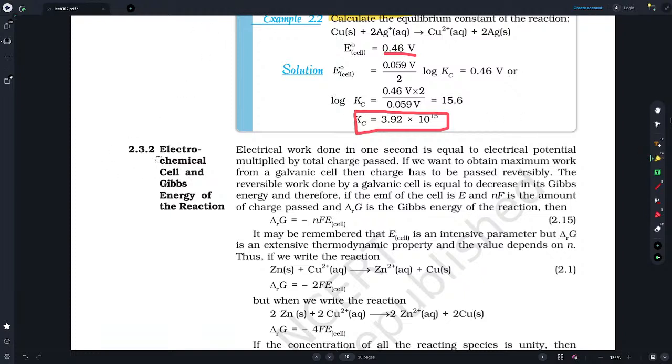The next topic is the electrochemical cell and Gibbs energy of the reaction. On the first pages of the chapter, we read that galvanic cells convert chemical energy into electrical energy. This electrical energy, more specifically, is gained from the spontaneous reactions of the chemicals. This spontaneous reaction providing energy is deducted from the Gibbs energy.